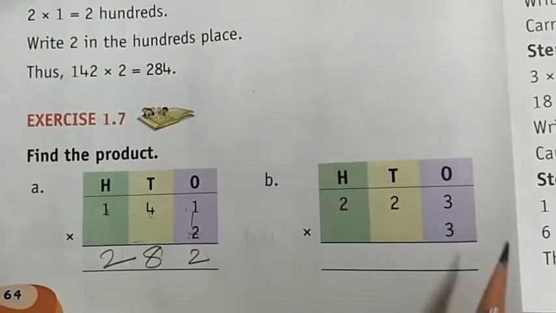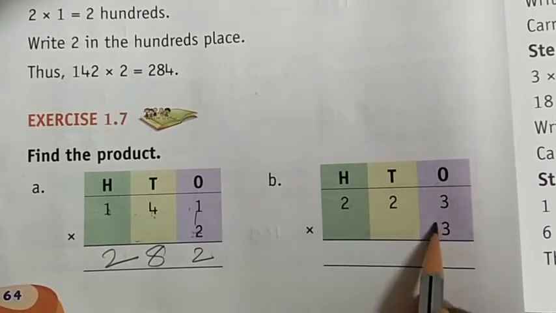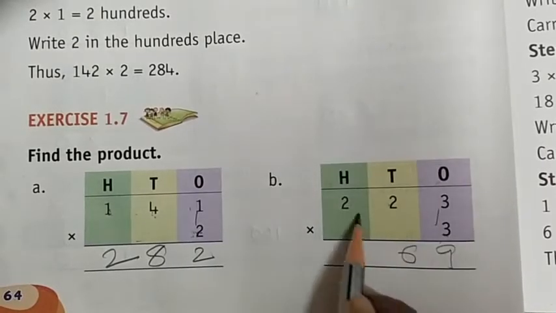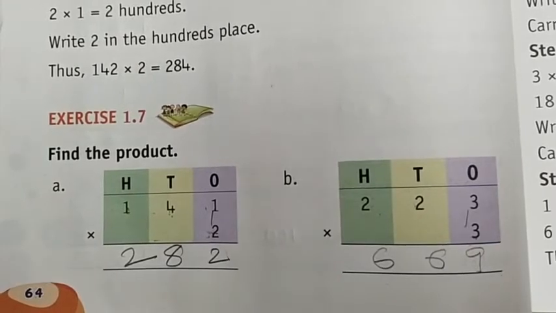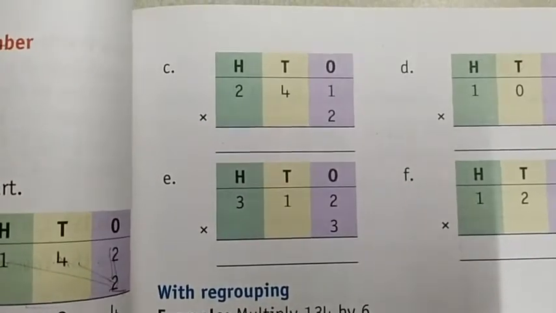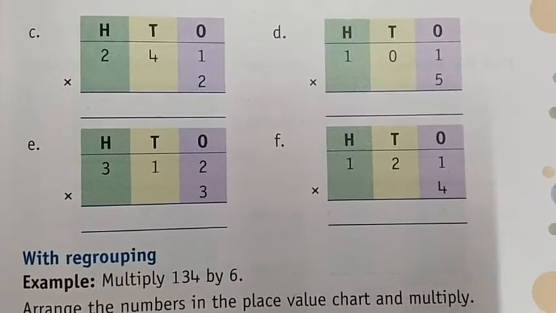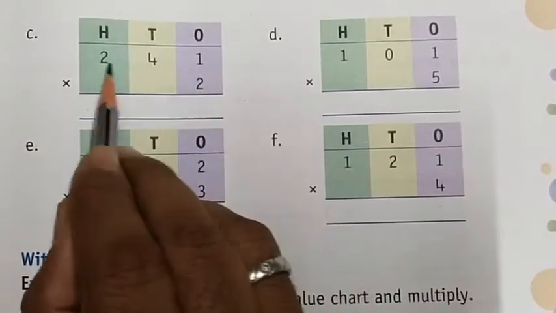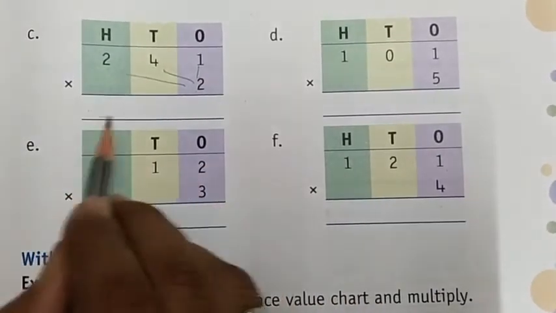Next we do this: 223 into 3. 3 threes are 9. 3 twos are 6. 3 twos are 6. So the multiplication of 223 into 3 is equal to 669. So we are doing the multiplication of a 3 digit number into a 1 digit number without regrouping, means without carrying, right? Clear? So now 241 into 2, first we have to multiply with this, then this, then this. Write the answers here, that's it.